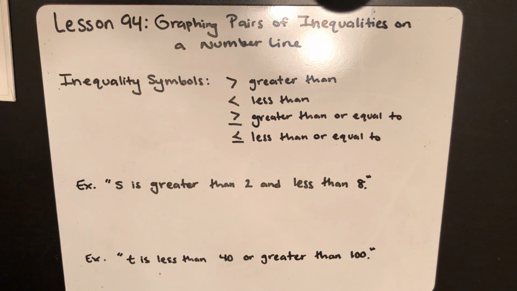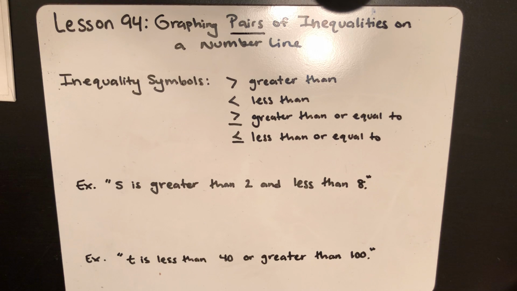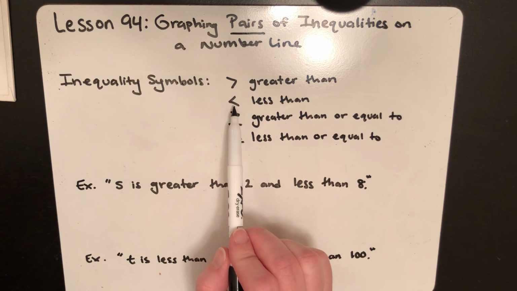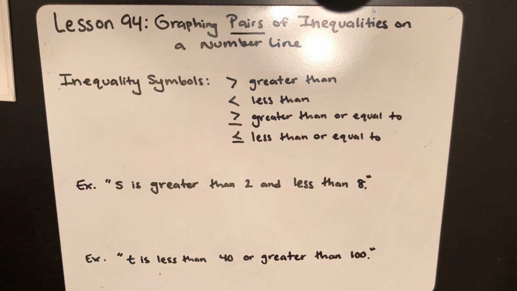This is lesson 94. It is called Graphing Pairs of Inequalities on a Number Line. A pair, remember, is two numbers, so we will be graphing two numbers on the same number line. Just as a review, we have four different inequality symbols. We have greater than, less than, greater than or equal to, and less than or equal to.